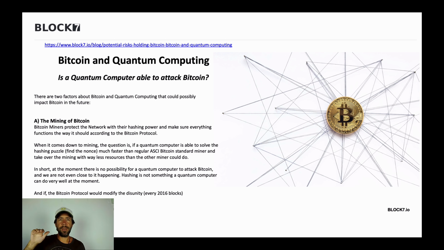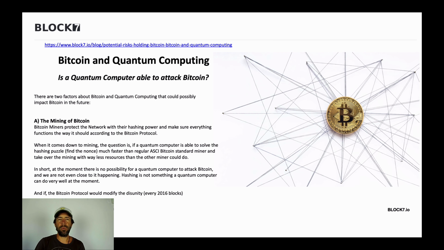So if a quantum computer gets in, and you see here the number, every 2016 blocks the Bitcoin difficulty gets raised. So if miners drop off the network, if there are fewer miners and not so much security, so hashing power helps to secure the network, because every computer that is working for the Bitcoin network is basically protecting your Bitcoin holdings, is protecting the network, the security, is confirming transactions, and also mining Bitcoin.